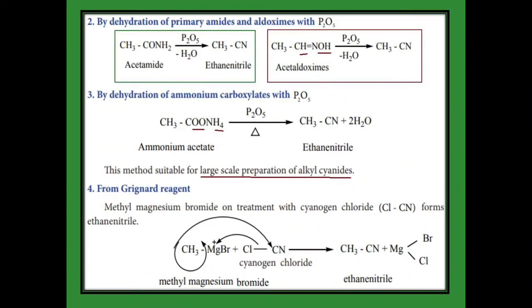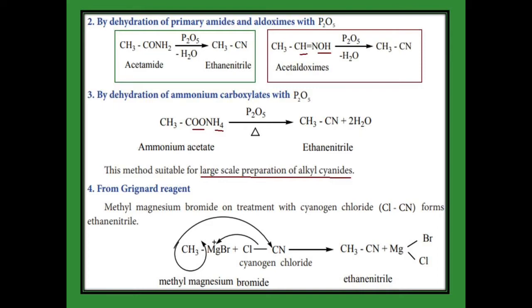Preparation of cyanide by acetamide, formula CH3CONH2, when it is treated with P2O5. P2O5 is a dehydrating agent. What does dehydrating mean? Removal of water. De means removal, hydrating means water. So by removal of water, you take away 2 hydrogen plus oxygen from the acetamide, and the remaining thing is CH3CN, that is ethane nitrile.